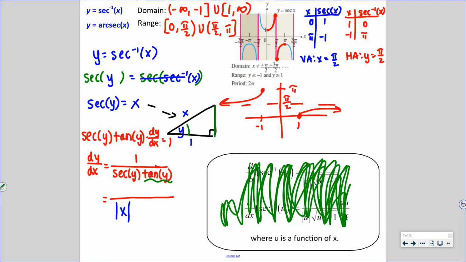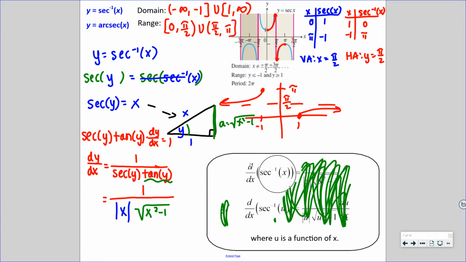So the tangent of y, we have to know the opposite side, so you can do the Pythagorean thing. I'm just going to call this a. You get the square root of the hypotenuse squared minus 1 squared. Okay, so tangent, opposite over adjacent would just be the square root of x squared minus 1. So there's your derivative for secant.